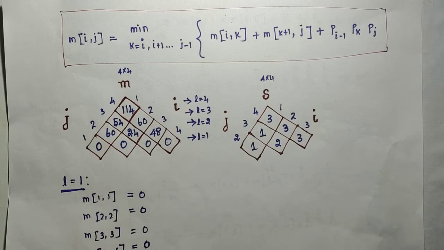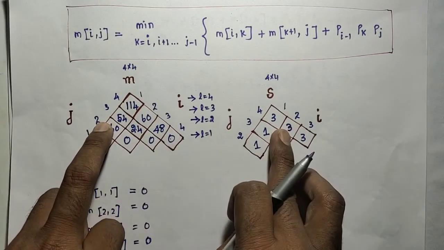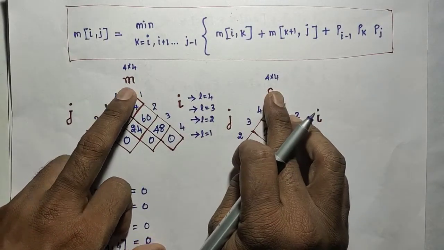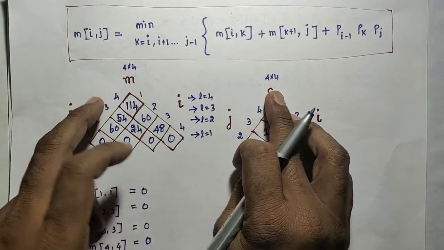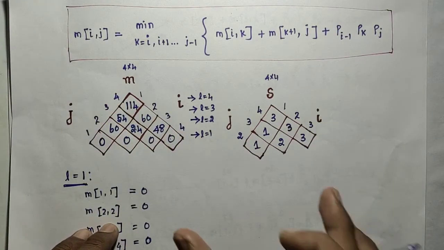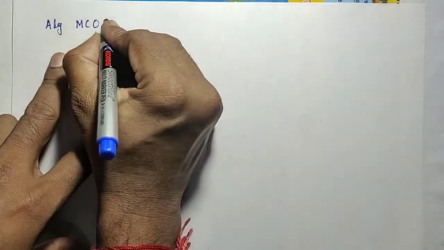First we will discuss this algorithm, how to fill the M and S tables. The M and S tables are the result of this algorithm. In that, M of 1 comma 4 is the minimum multiplication. So first we will write this procedure. Let us start writing the algorithm for the matrix chain ordering, algorithm MCO.